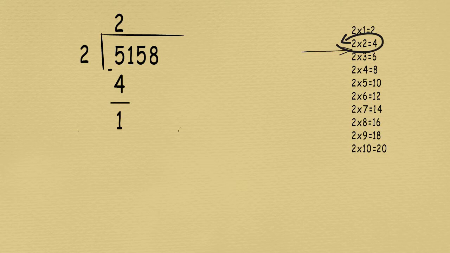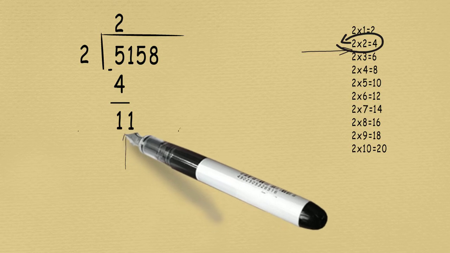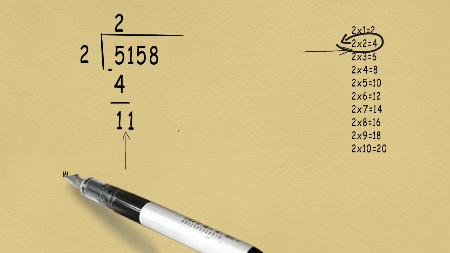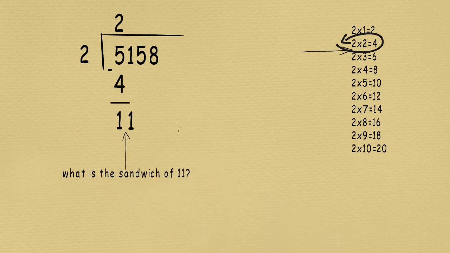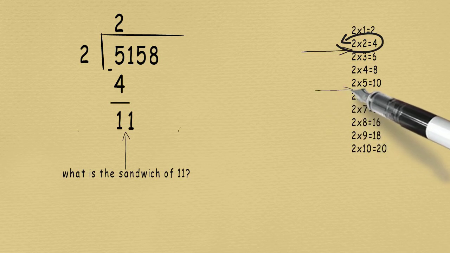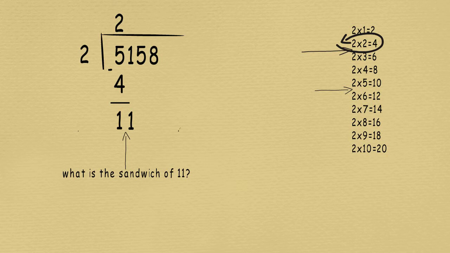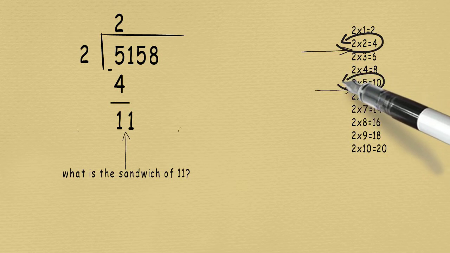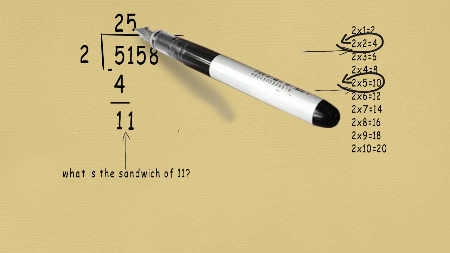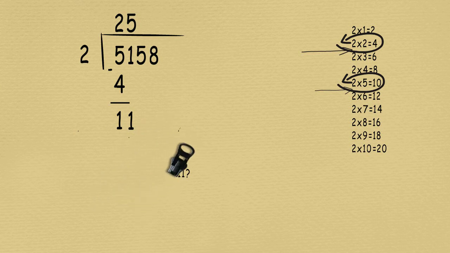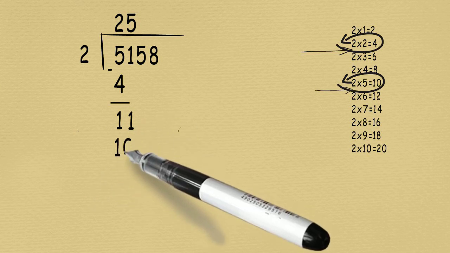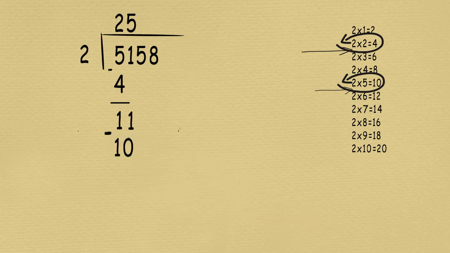The second step is just going to repeat the first step. That's it. So I'm going to break down the number 1, and now I have the number 11. I'm going to find the sandwich of the number 11. Again, I'm going to look at the multiplication table and squeeze the number 11 somewhere in between. I can see that the number 11 is in between the number 10 and the number 12, so I'm going to choose 2 times 5 equals 10. I'm going to write down 5 on top of the division house, and write down 10 so I can subtract it from the number 11, okay?